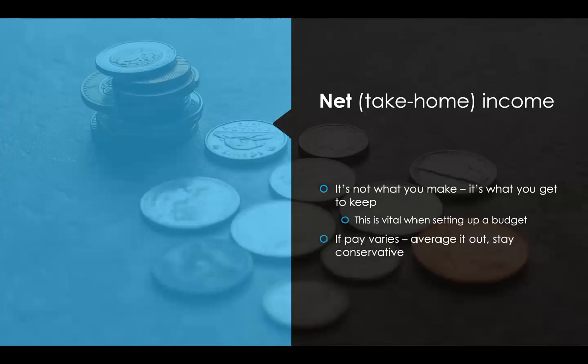If your pay varies, I would say average it out and then stay on the conservative side. This goes for people who earn commissions and it fluctuates. Average it out over a 12-month period. Take that monthly number and then try to keep it on the conservative side.